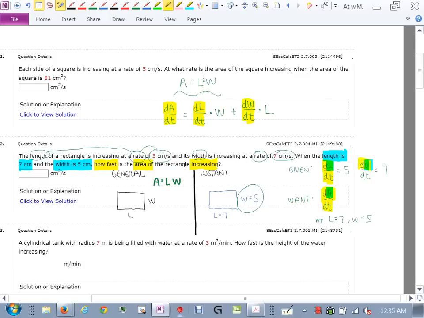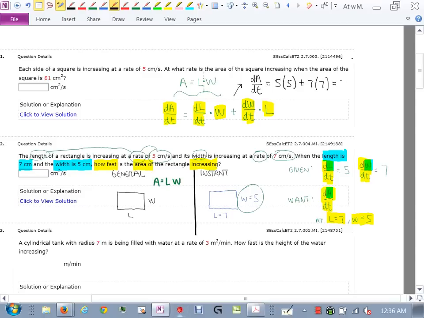dW/dt, I'm given. I know W at the instant in time, and I know L at the instant in time. So I should be able to just plug everything in and get an answer here. So all of this will become dA/dt, which I don't know, I'm trying to figure that out, equals dL/dt, which was 5, times W, which was 5 at that instant in time, plus dW/dt, which is 7, times L, which is also 7.